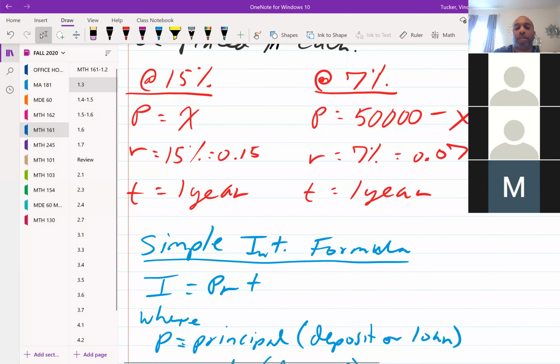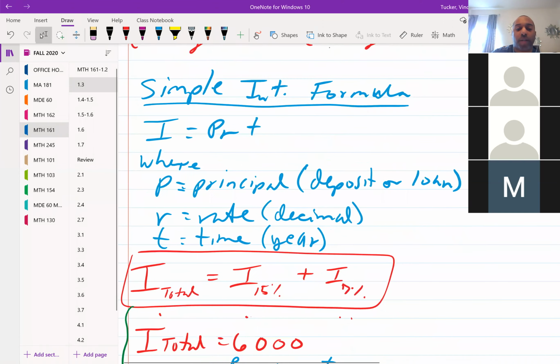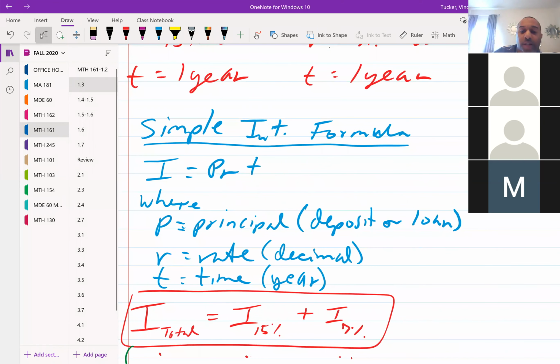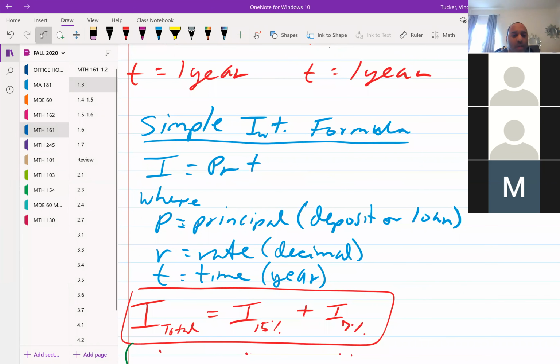Okay. So now, if you look at the box that I have down here at the bottom, the way we're going to calculate our interest is that we're going to have a total amount of interest earned. We want to take the amount from the account that has 15% and the amount from the account that has 7%, and add them together. That's going to be the total amount of interest earned from each account.